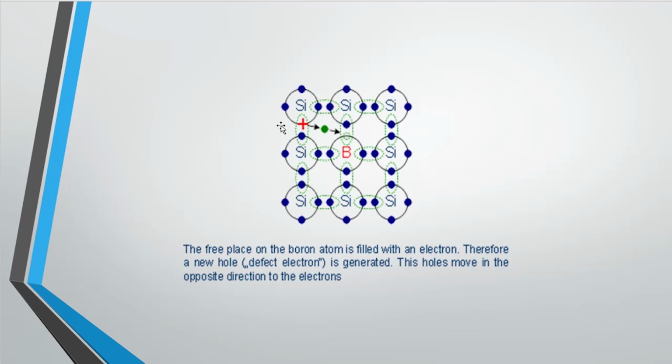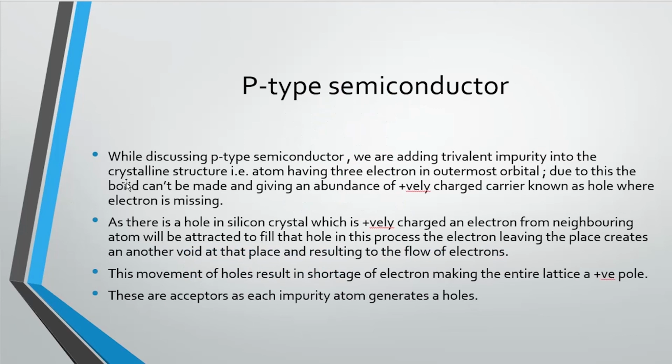Further on, we can see the other picture also. So that's what we mean here. Adding trivalent impurity into the crystalline structure, that is, an atom having 3 electrons in the outermost orbital. Due to this, the bond can't be made, giving an abundance of positively charged carriers known as holes, where an electron is missing.